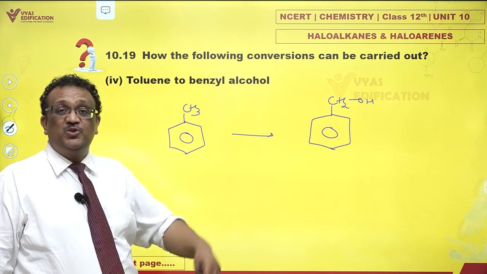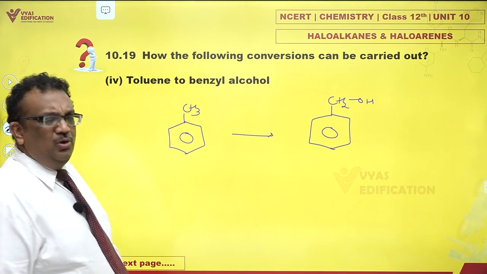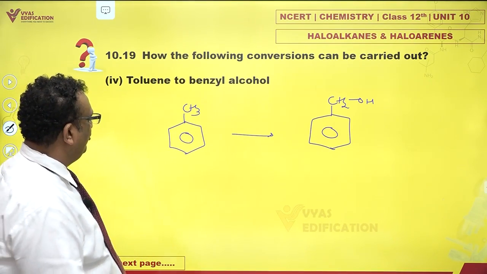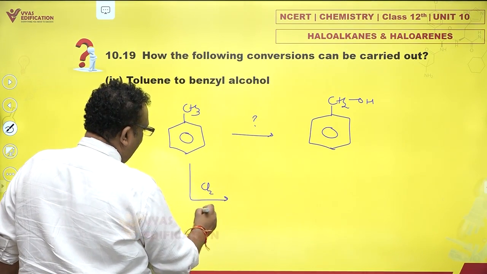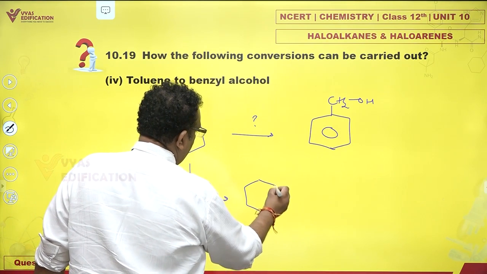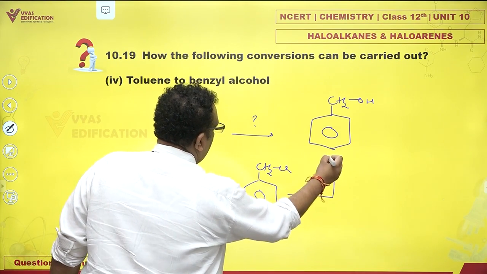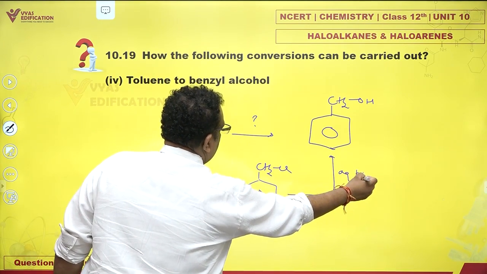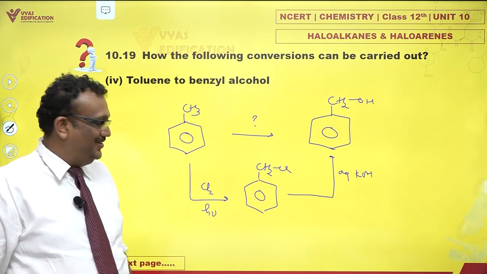Heating with freshly precipitated manganese dioxide can do this in 1 step, yes. But a more classical method as per NCERT would be, you take chlorine and HNO. You get CH2Cl and simply add aqueous KOH. You get benzyl alcohol. This is one method.